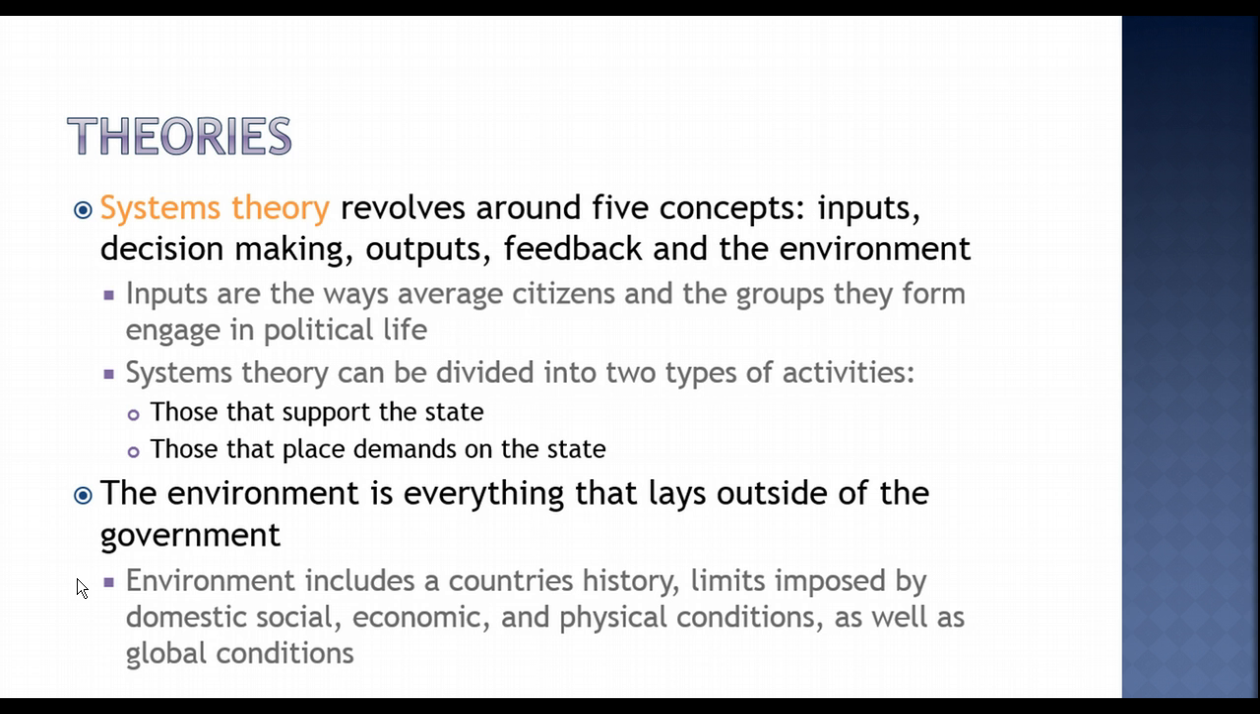And we can look at this when we look at the types of activities. Either by the people or by the government, we can have activities that support the state, things that are saying, hey, you're doing a good job, or those that place demands on the state that ask them to do things. So in that decision-making process, they're going to look at whether you're saying that they're doing a good job or a bad job, and then they're going to try and figure out what they should do. Then we look at output.